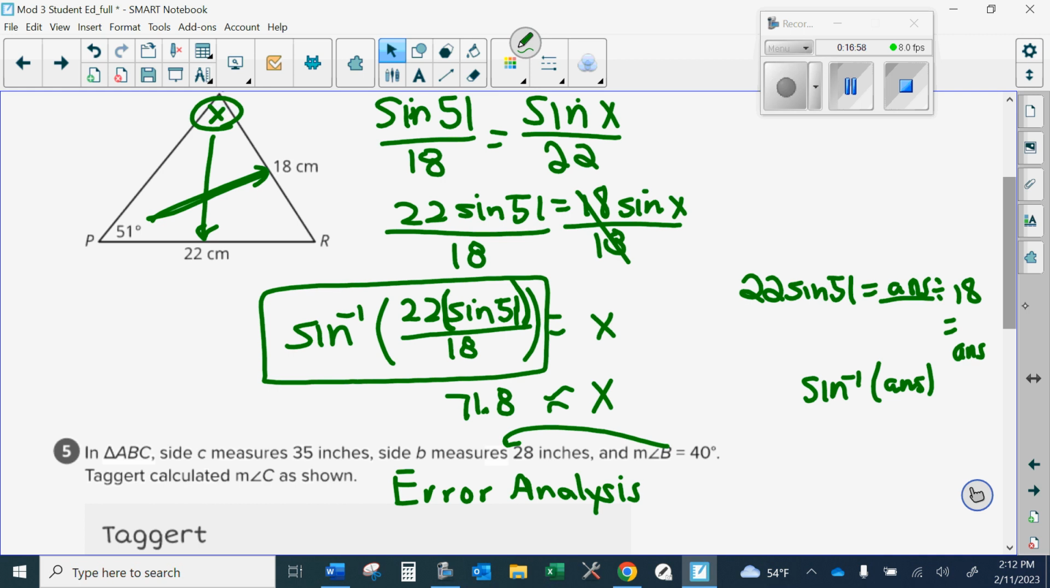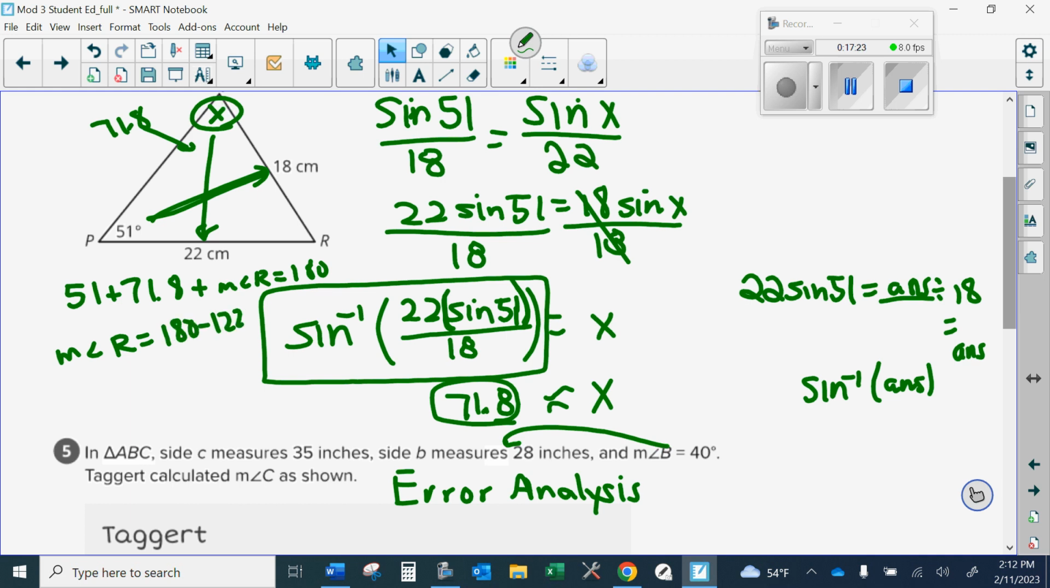Now, when I get 71.8, that could be 71.8. So 51 plus 71.8 plus measure of angle R equals 180. So then the measure of angle R would equal, that's 122.8. So 180 minus 122.8. So if I use 71.8 degrees, the measure of angle R is 57.2.